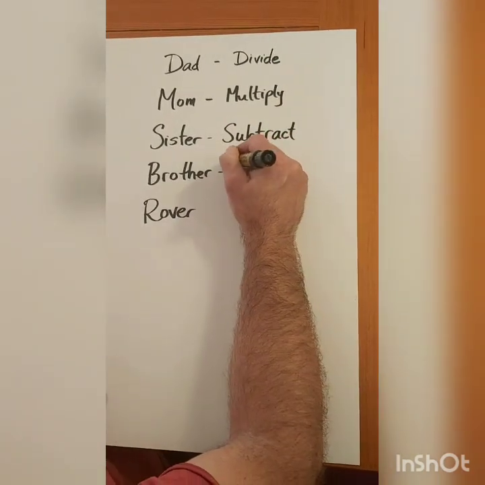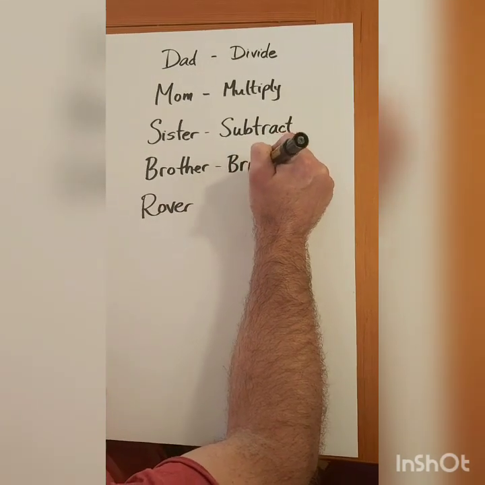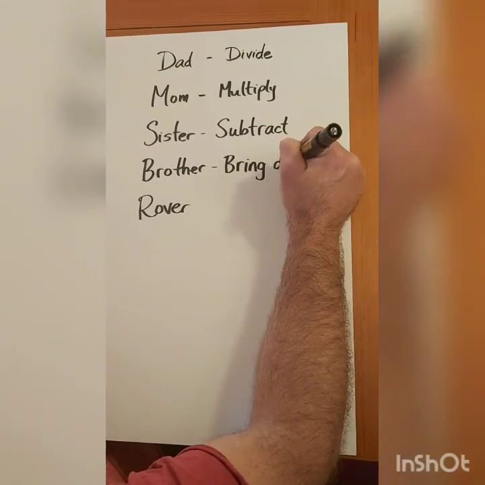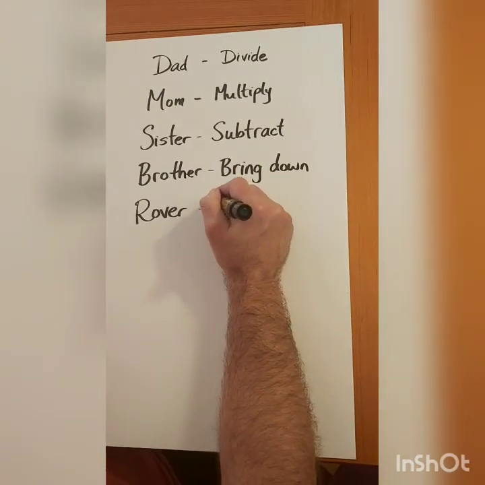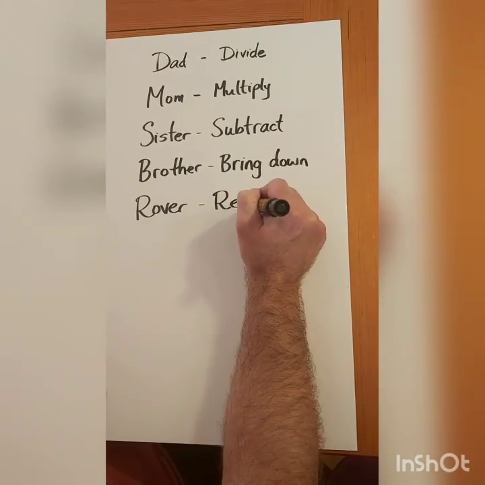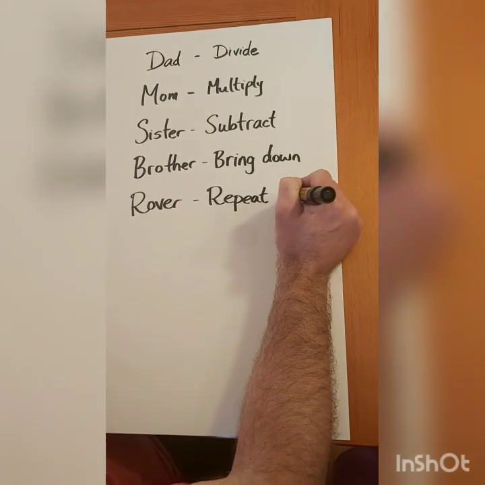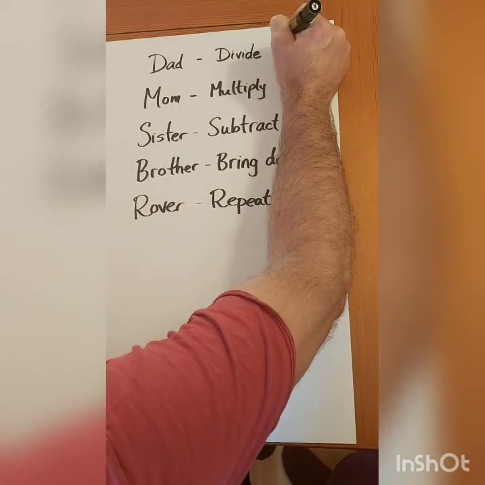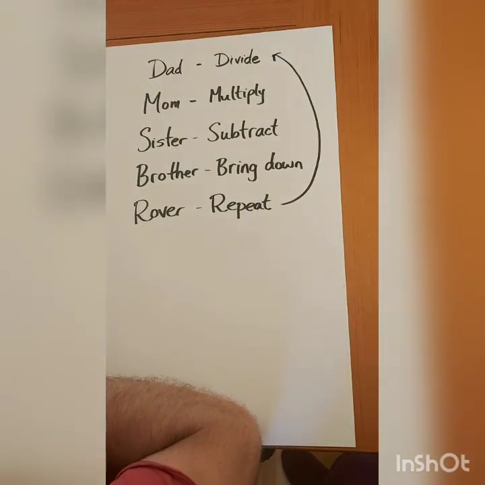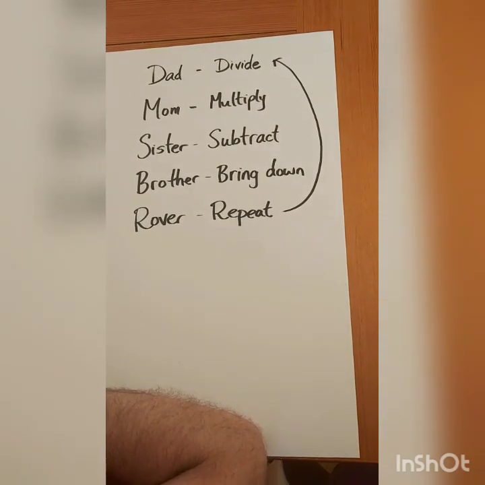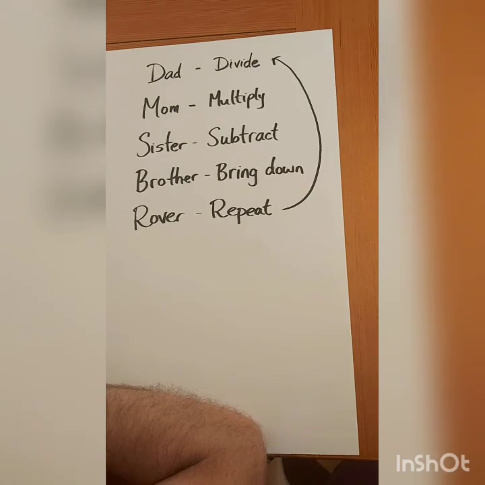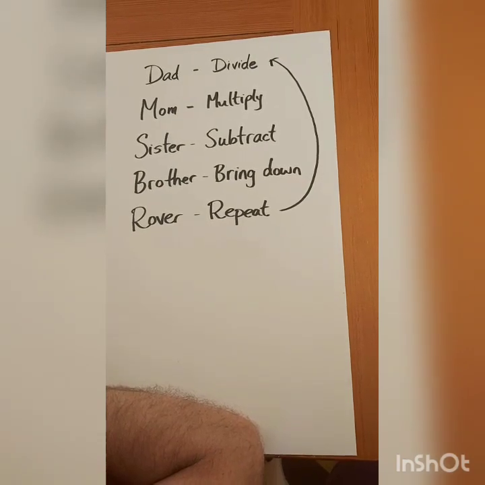Brother is to bring down the next digit. And then we go back to the beginning. Rover means to repeat, and we start all the steps back over from the beginning. So there's a simple analogy that might help kids remember the steps in long division. Dad, mom, sister, brother, Rover.